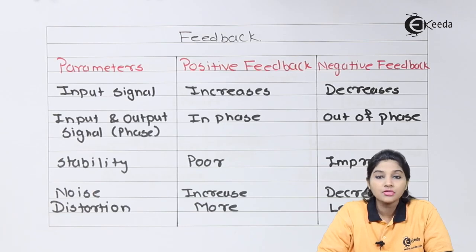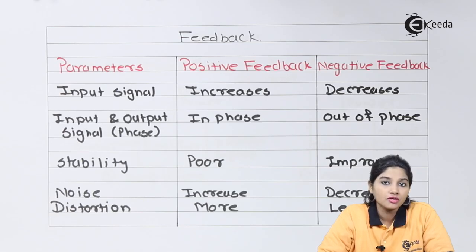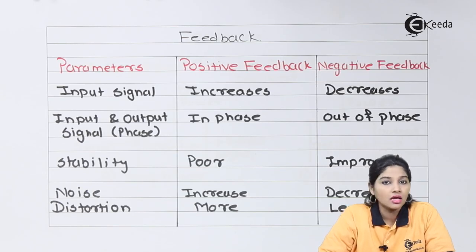So these are some parameters on the basis of which we can compare positive and negative feedback. We can see the only disadvantage of negative feedback is reduction in gain. But because of the number of advantages provided by it, the negative feedback is used in most of the electronic circuits. So this is what about the feedback and types of feedback.